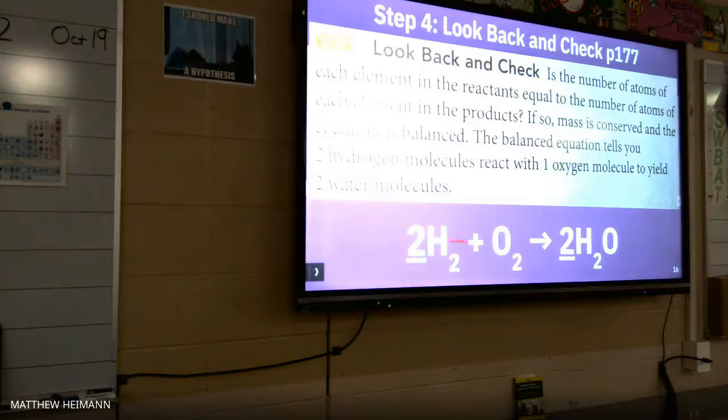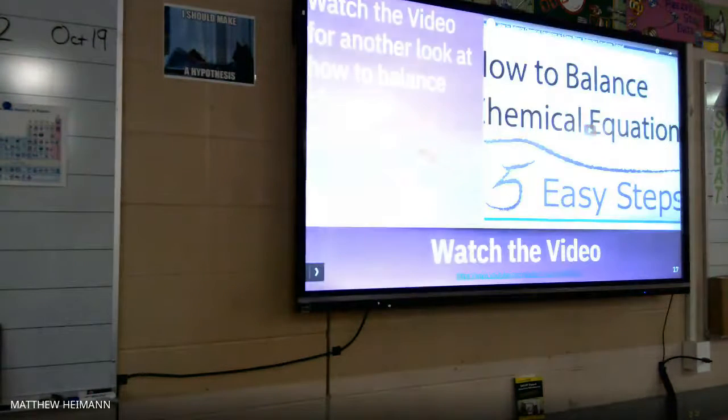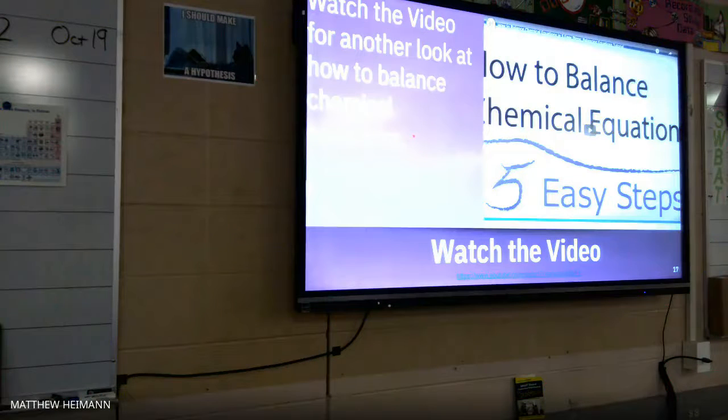And here it is written down. 2H2 plus O2 yields 2H2O. All right, so this is a great way to do it, but we're not always going to have little pictures and images to go along with it. So this video shows us a really good, efficient way to balance chemical equations with just writing numbers and letters and anything you can type on your keyboard.